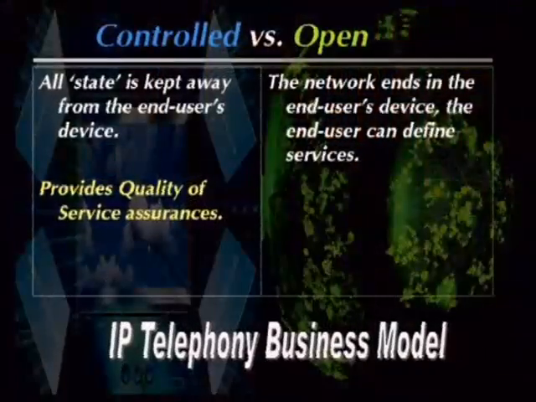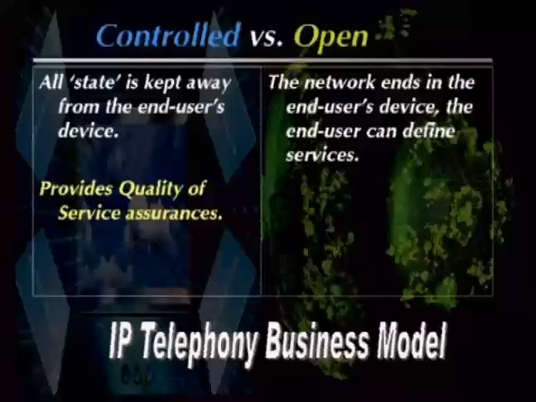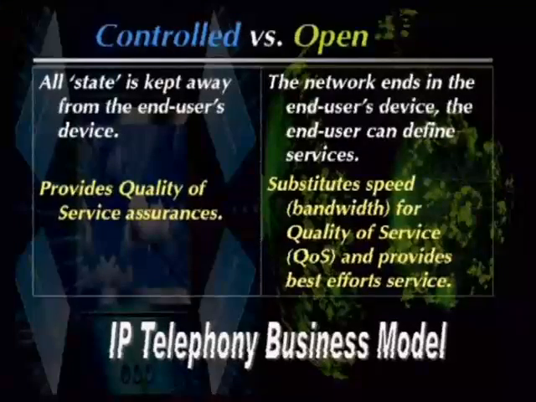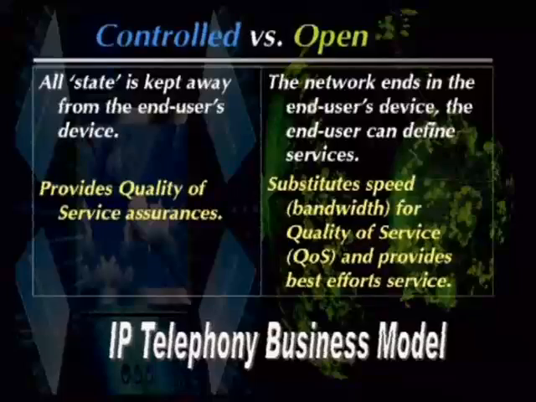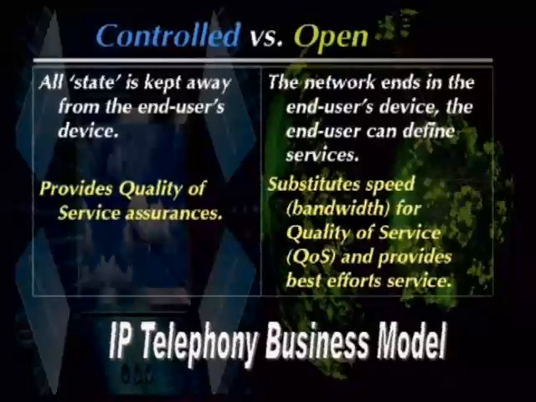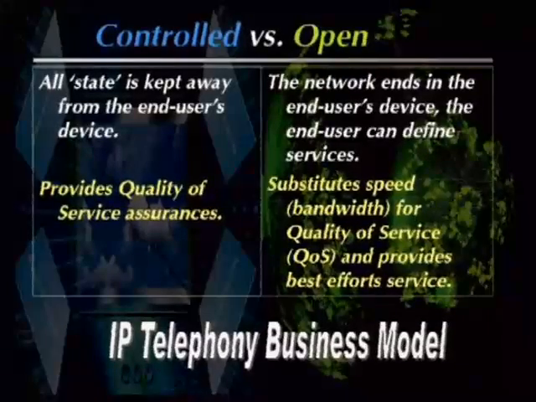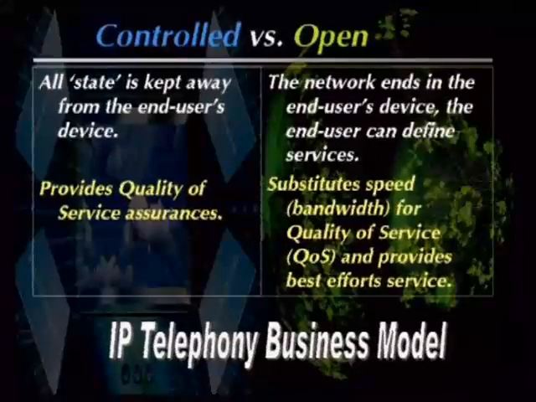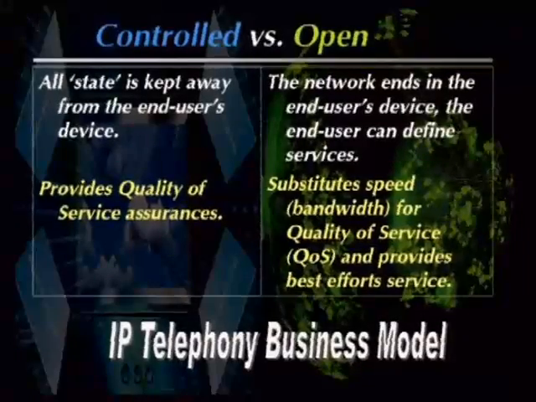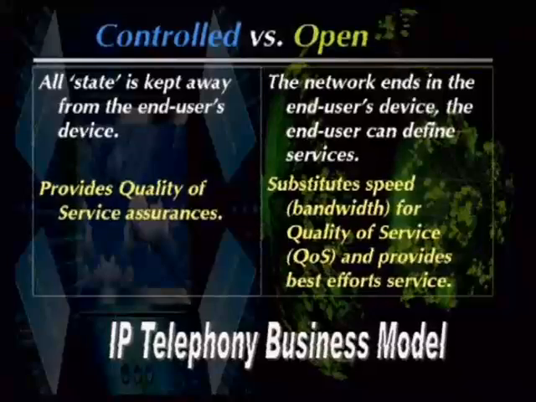Some other changes. We see that the controlled network believes in quality of service assurances, where the open network says, well, we can't really provide you with quality of service because IP packets compete with each other. But as bandwidth goes up on a year-to-year basis, then quality of service becomes a non-issue because you will get the same service at a far lower cost in 2 or 3 years' time.